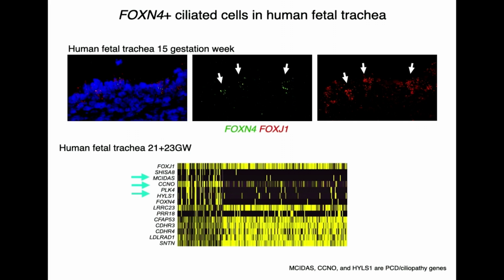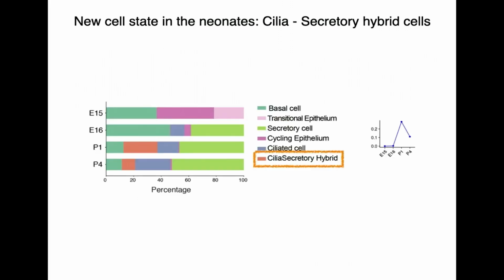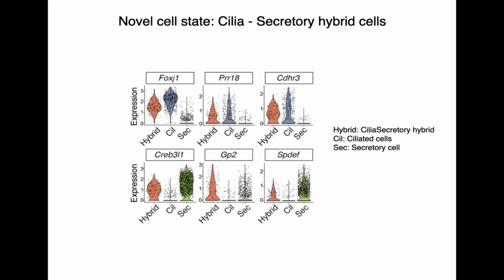ciliary dyskinesia symptom. So one thing that's very important that came from our analysis is that we noticed that there's a ciliary secretory hybrid cells in the neonatal mice. They were not there during development. We haven't seen any similar reports for the adult mice, but we can actually see very distinct gene expression pattern in the hybrid. So the hybrid cells would express markers for ciliary cells. They would express markers for secretory cells.